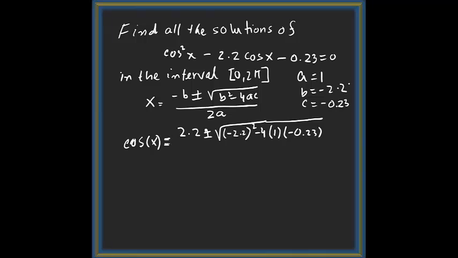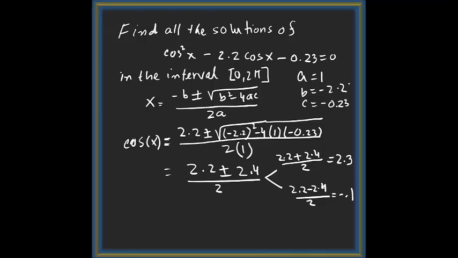equals, so I put all these values, minus b plus or minus the square root of b squared minus 4ac, all over 2 times a, which is 1. Now just grab a calculator and get the answer. So after simplification inside here we get 2.4. Then you can collect values, taking the plus sign once and then the negative sign the second time.